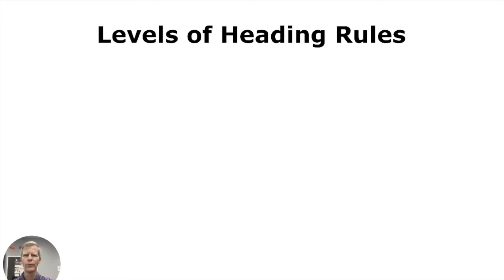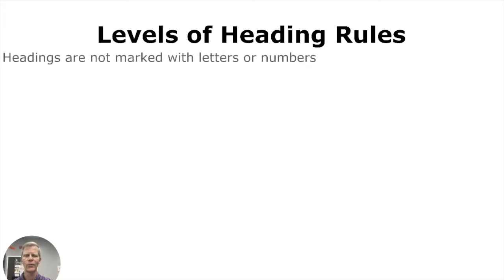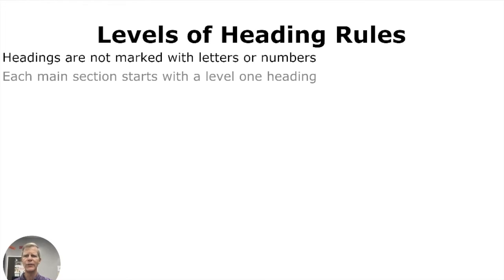In terms of the rules related to the levels of heading, headings according to APA are never marked with letters or numbers. Second, each main section starts with a level 1 heading. This would be sections like your method, your results, and your discussion. And then they proceed in a top-down fashion. So after the level 1 heading, you'd expect to find level 2, level 3, level 4, and then level 5 headings as needed.